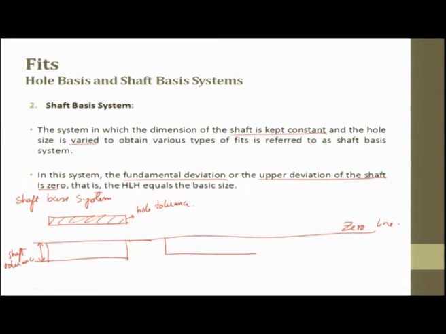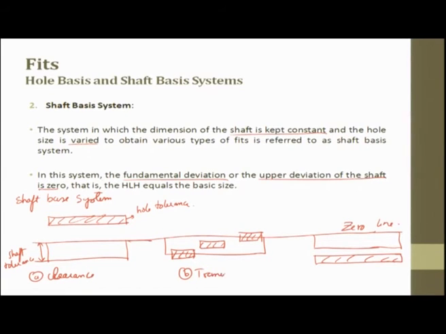So, here this is your clearance fit for a shaft base, this is nothing but a transition fit, and the last one is an interference fit. So, hole based system, shaft based system, this is how the representation is given. In a hole based system the hole is kept constant, in a shaft based system the shaft is kept constant.